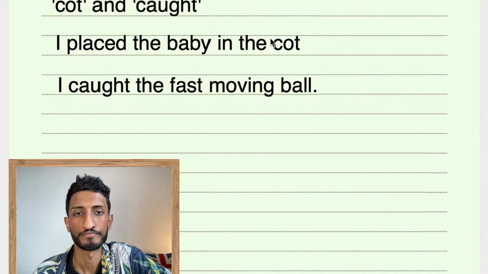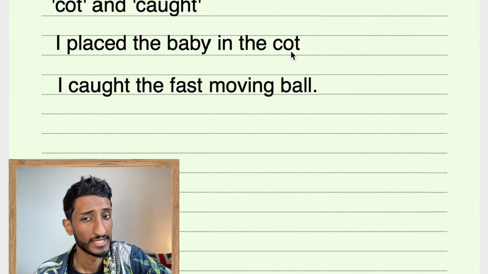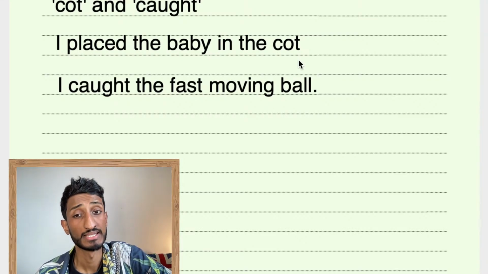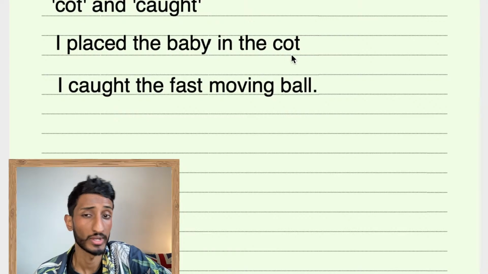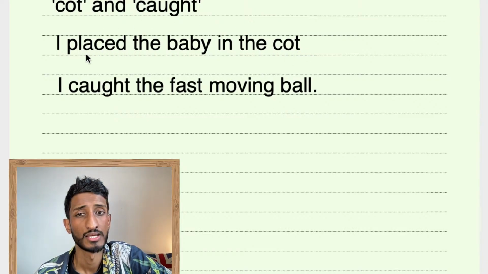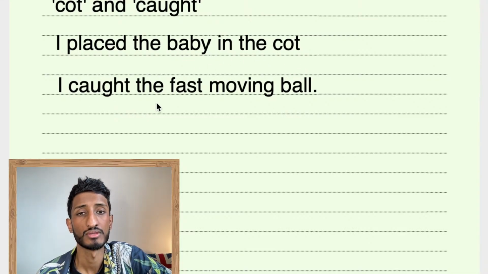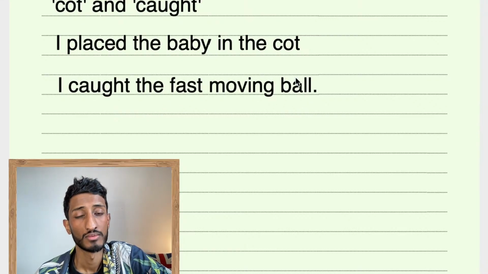Okay, so let me read it in the Indian accent for both of them. So, I placed the baby in the cot. I placed the baby in the cot. Cot. Notice the T sound on the end of cot, right? And the O is quick. So I placed, A sound, A. I placed the baby, B. So play and B is the same sort of sound. So I placed the baby on the cot, and then I caught the fast moving ball. I caught the fast moving ball.